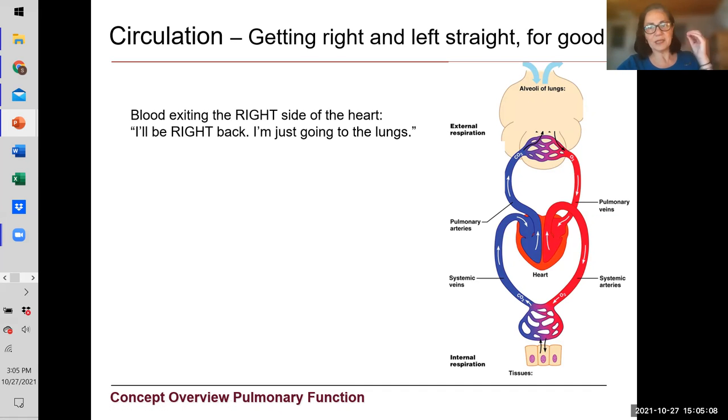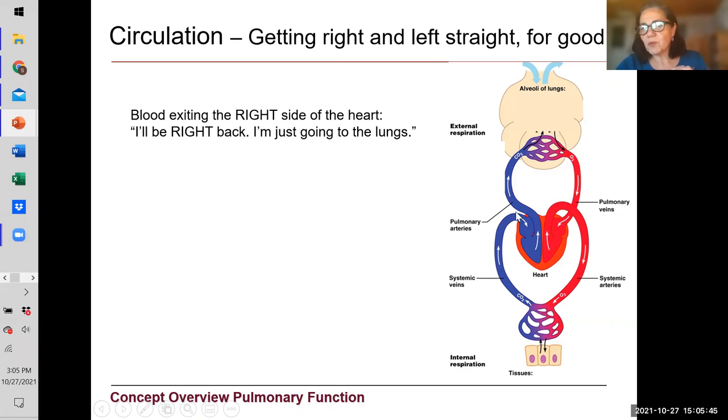And the way that I finally came up to remember this was when my kid was a toddler, this child would follow us everywhere. We couldn't go anywhere without this kid following us. And so we would say, I'm coming right back. I'll be right back. I'm just going to go to the bathroom and I'll be right back. And then when she got a little older, she became a little more mobile. And then she started doing the same thing. And she would say in a super cute voice, I'll be right back. I'm just going to my room. I'll be right back. And so this is how I picture the right side of the heart. Say, I'll be right back. Just going out to the lungs.